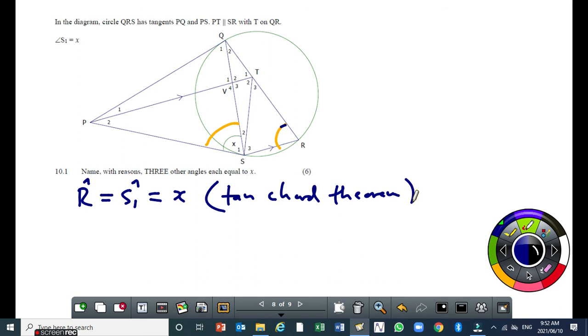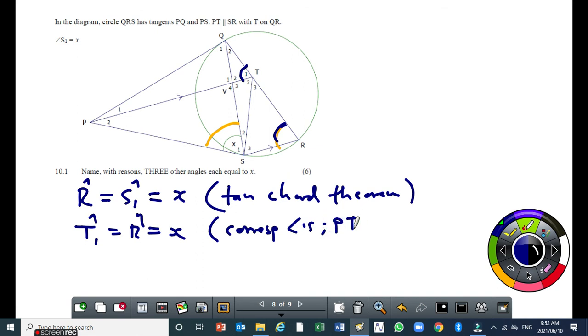Then, since PT is parallel to SR, angle T1 is equal to angle R. They are both equal to x. These are corresponding angles. You also state the lines that are parallel: PT is parallel to line SR. Now these two were straightforward, you could see them easily.